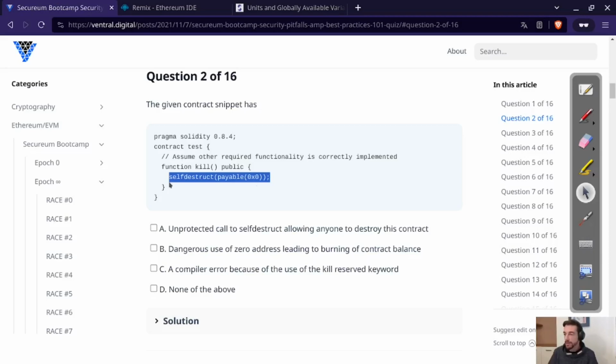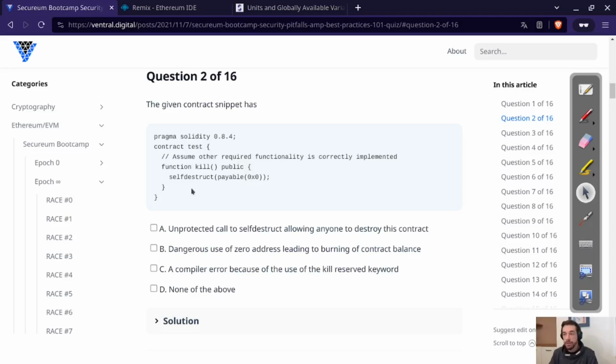But after that, this caller could call back into other functions of the test contract. It could still communicate with the test contract, it could still change the test contract state and everything like that, because all of the state of this test contract and the code of the test contract only gets deleted after the transaction is finished.